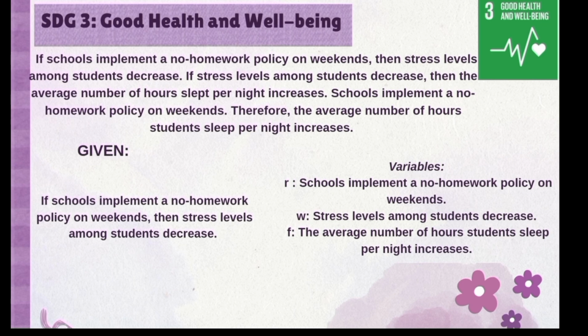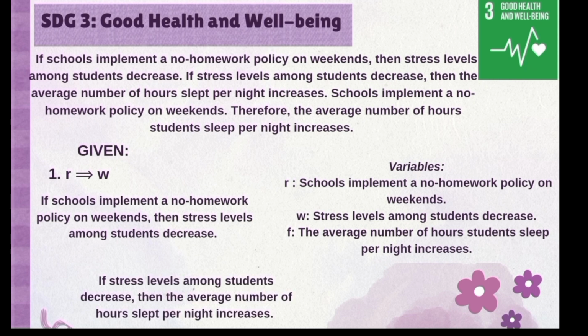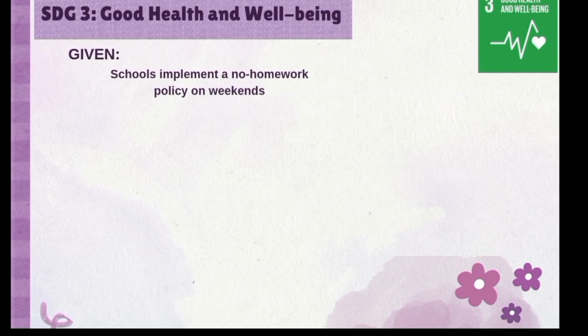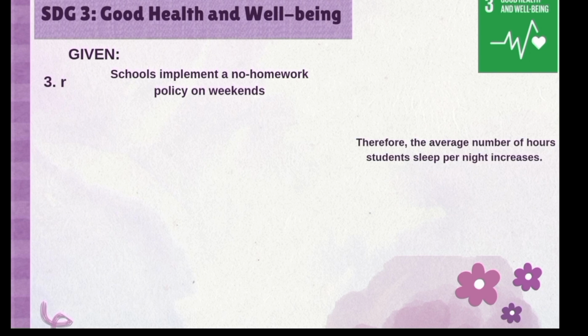With these variables, we can translate this into symbols. So we have here the givens, and it states that if schools implement a no homework policy on weekends, then stress levels among students decrease, and that is R implies W. And another, if stress levels among students decrease, then the average number of hours slept per night increases, and that is W implies F. Another, we have given that schools implement a no homework policy on weekends, so that is R. Therefore, the average number of hours students sleep per night increases, and we want to prove F.